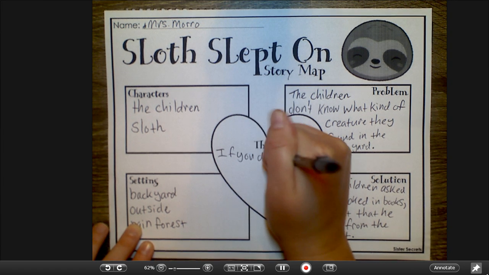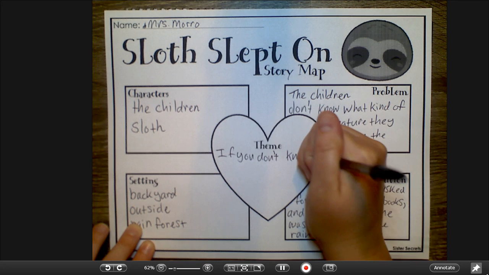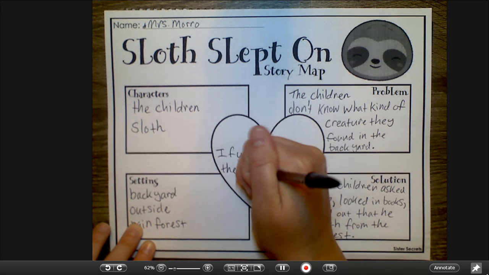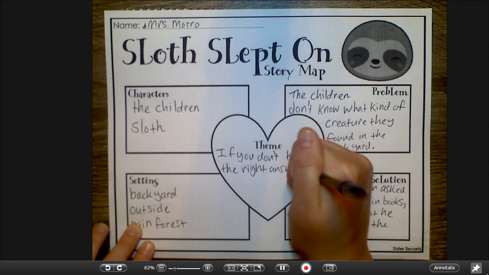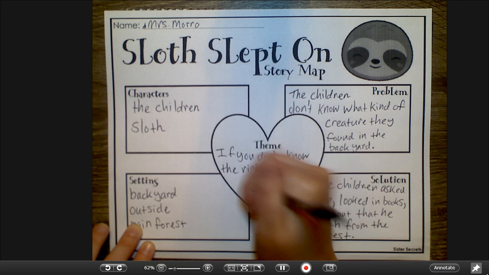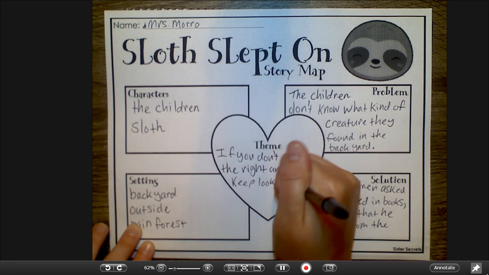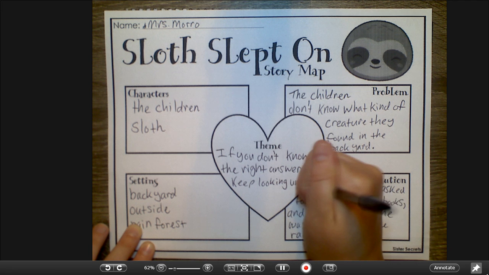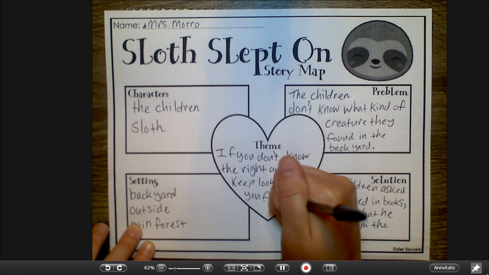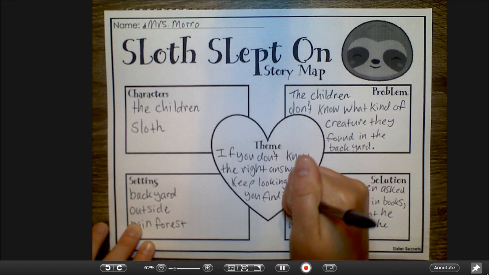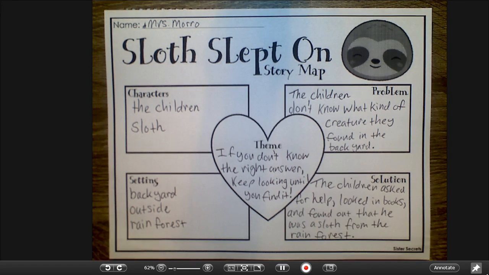If you don't know the right answer, comma, keep looking until you find it. Punch that period. I could even get really excited about my theme and put an exclamation mark there.